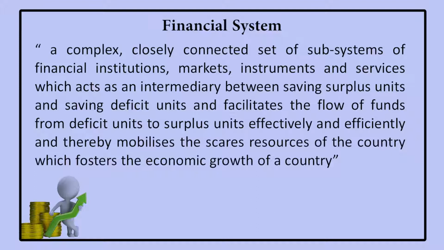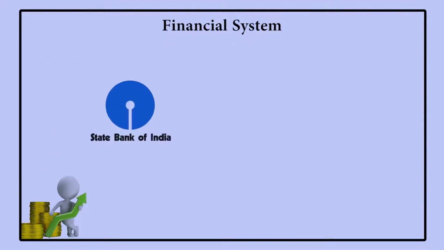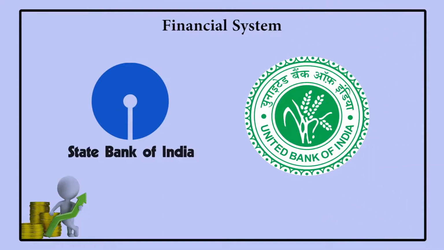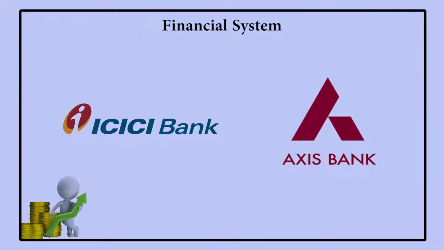Now from this definition we can see that there are different parts. The first part is the financial institutions. What are the financial institutions? Under this definition, financial institutions indicate the banking sector. The banking sector may be commercial banks and non-commercial banks, and under commercial banks there may be public sector banks and private sector banks. We know that there are so many banks in our country which fall under the public sector and private sector. In the public sector we can say State Bank of India, United Bank of India are public sector banks, and under private sector banks, ICICI and Axis Bank are private sector banks.